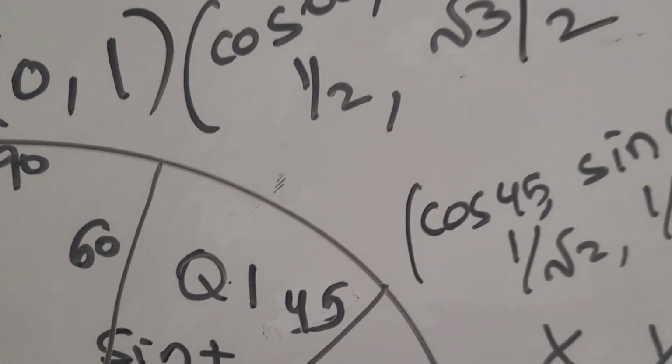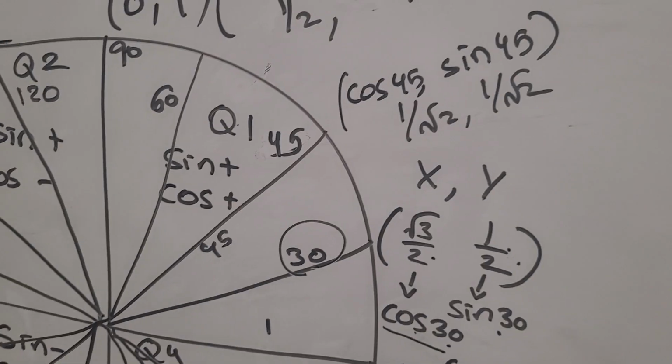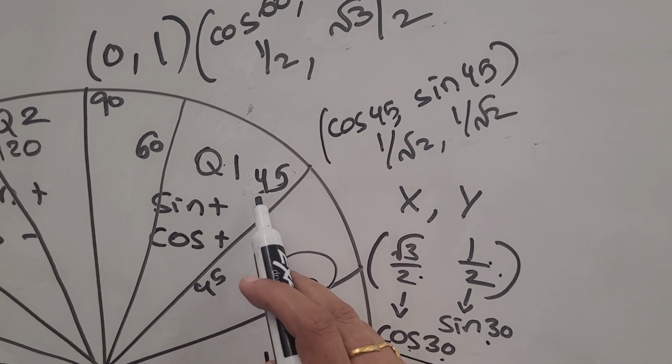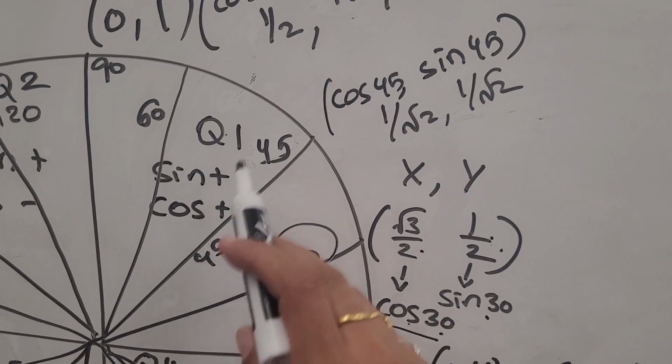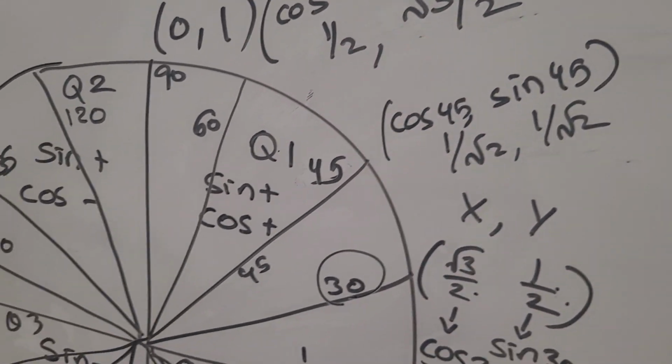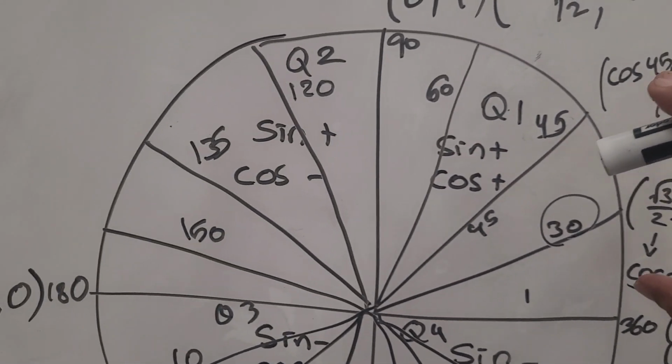And when you observe this in the first quadrant, all my values are positive because I keep my sine and cosine as positive in the first quadrant. Hence all the coordinates here are positive. So this is how you write the values for the first quadrant.